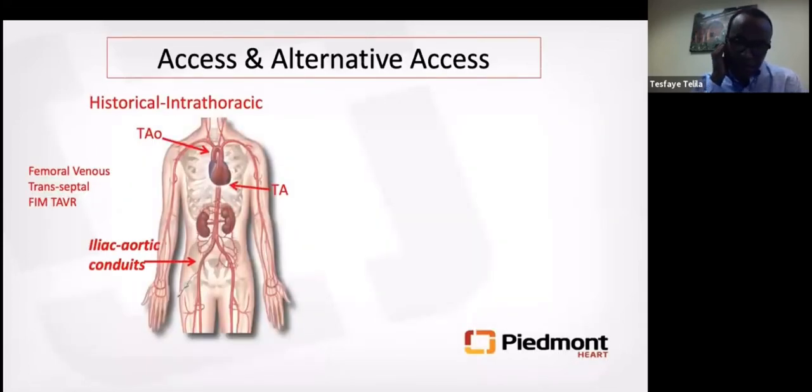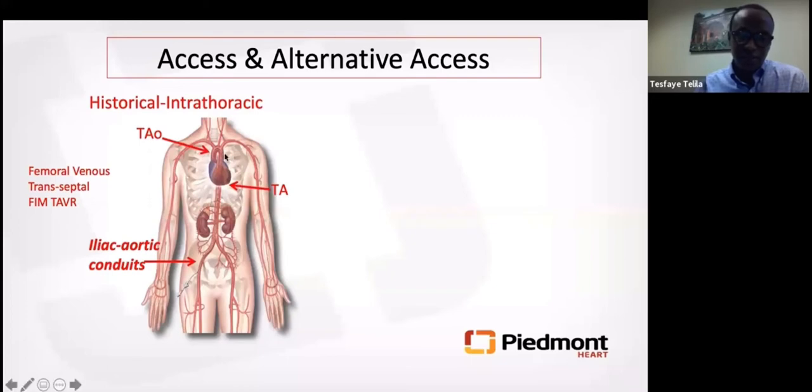So access has been really an issue for some of the patients. Transfemoral access is really the preferred access in this group of patients because it is associated with early discharge, very low risk of complications. However, as you can imagine, some patients don't have good transfemoral access, and they do have severe peripheral artery disease. For those patients, an alternative access has been developed.